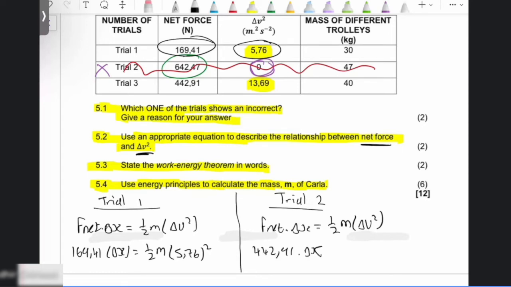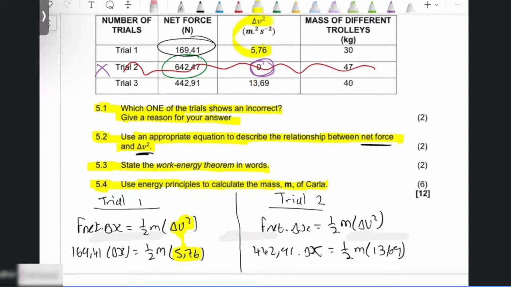442.91 times the delta X is equal to a half of your mass times this one, which is, oh, actually, not squared. That's already squared. So it's just 5.76. That's 13.69. The reason why I'm not squaring it, guys, is because delta V squared is that actual value. See, delta V squared is the 5.76. Delta V squared is the 13.69.